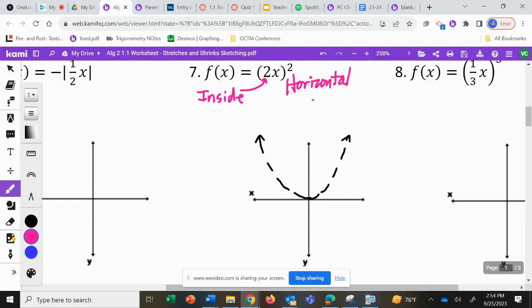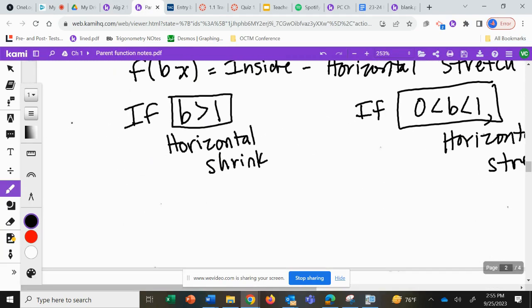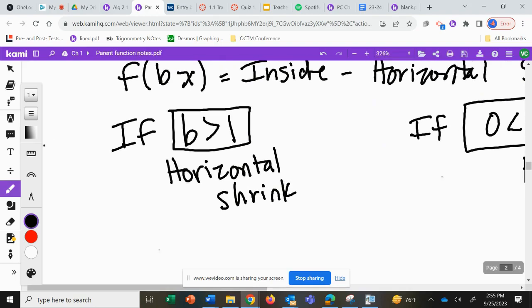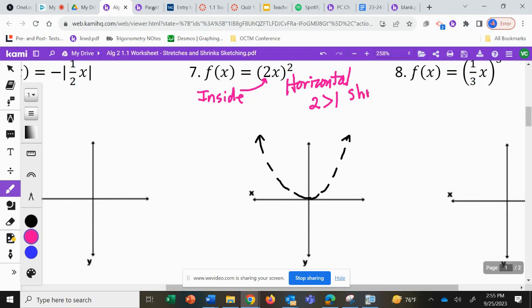And you say 2 is greater than 1. Is that a horizontal stretch or a horizontal shrink? If you're not sure, we wrote down on our paper, when it's greater than 1, that's a horizontal shrink. So this is going to shrink horizontally. That means it's getting less horizontal. That means it's going to go in, like I'm pushing your hands in. It looks like it's going up more, but I'm pushing your hands in. How we get there is different.